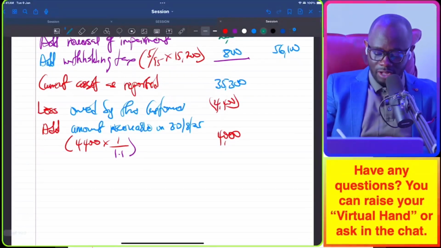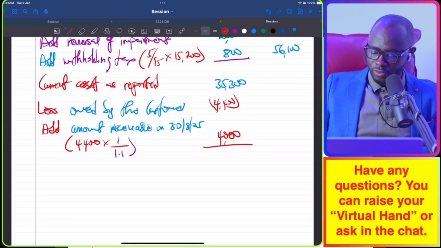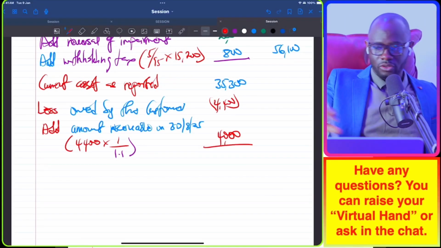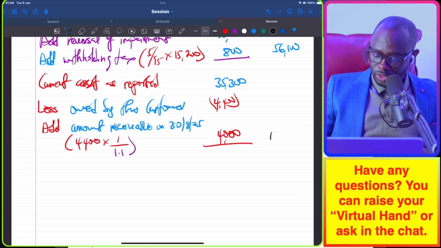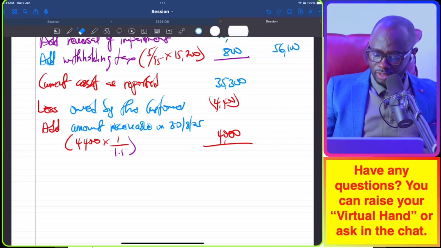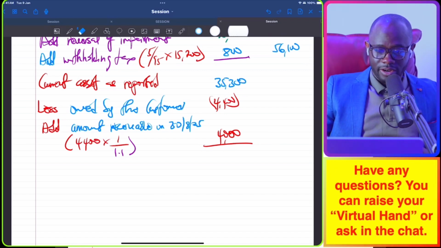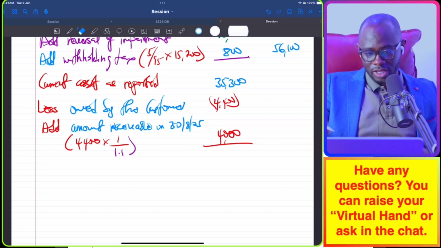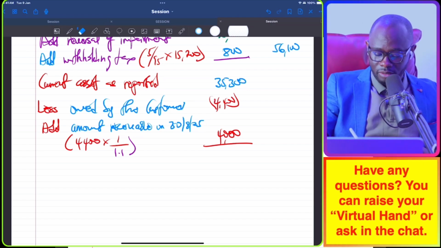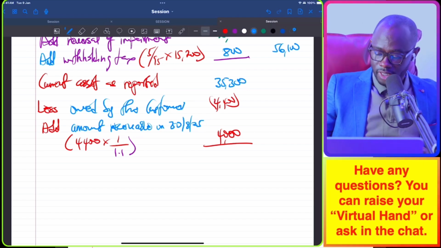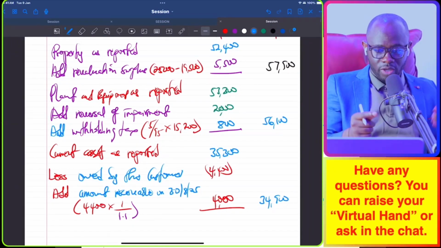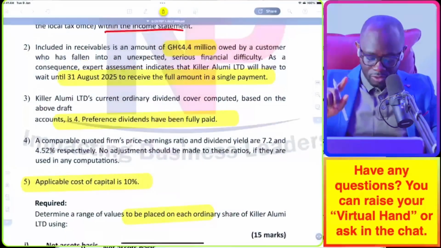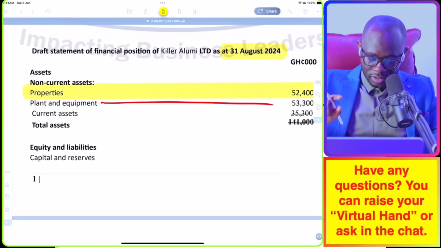So help me out, the current asset situation. What do we have for the adjusted current asset, so that I will take that to the total? 34,900. Okay. So now give me the total. Hold up. I'm coming. Give me a moment.